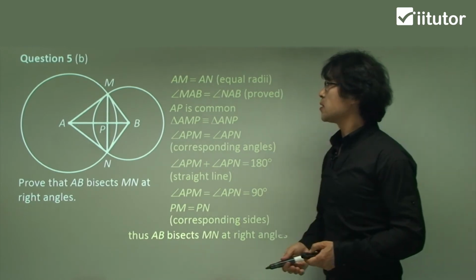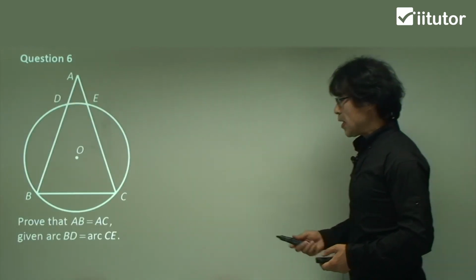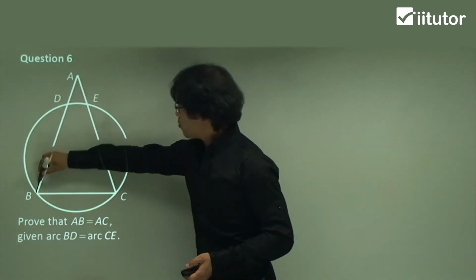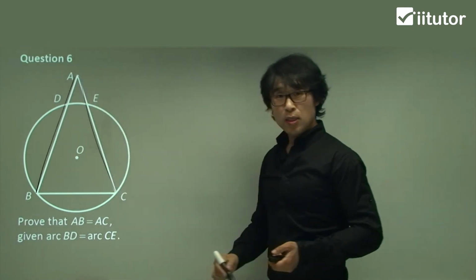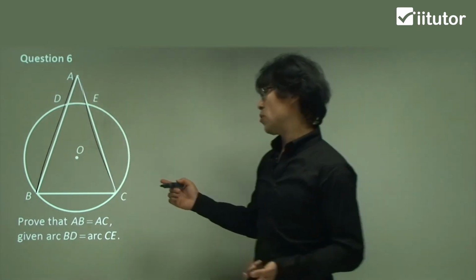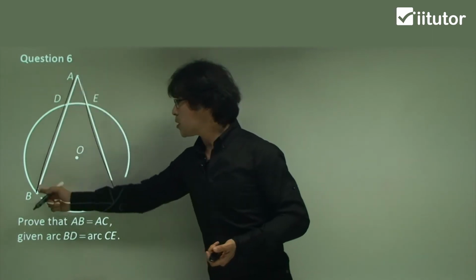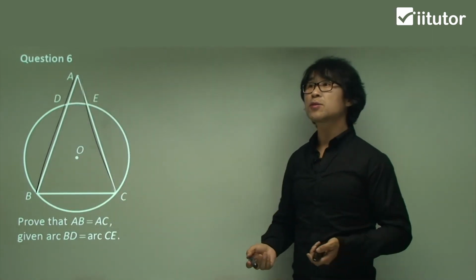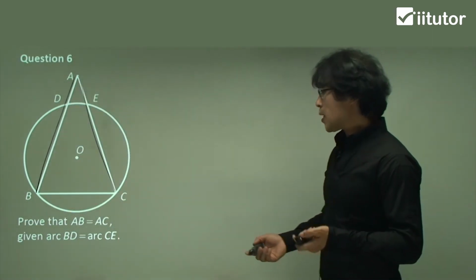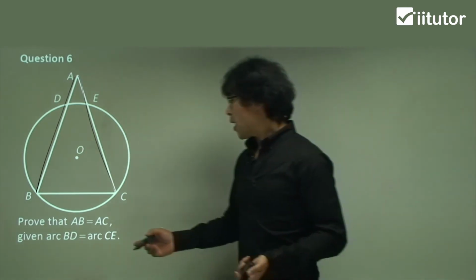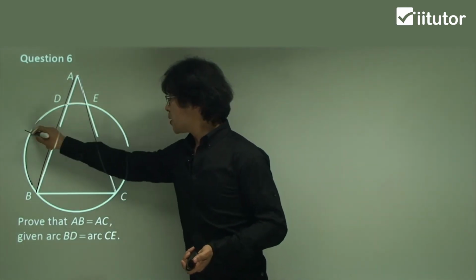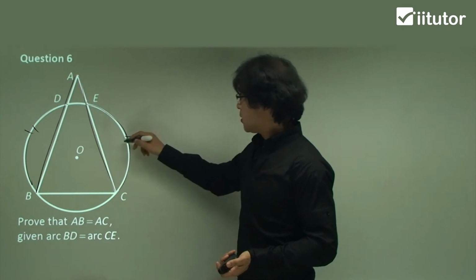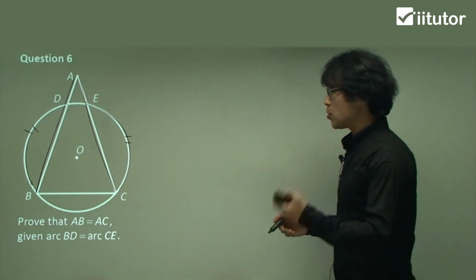Question 6. Prove that AB is equal to AC. We're going to prove these two sides are equal. Basically, we may be able to prove this big triangle is an isosceles triangle. Now, the condition given is this one: arc BD is equal to arc CE. So we need to use this one.